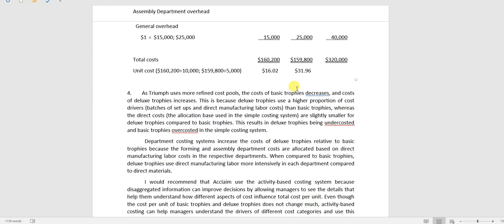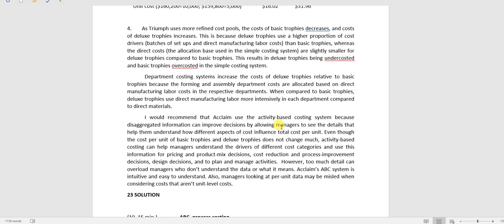The cost of the basic trophies decreases. Why? Simply because they could be made in bigger batches. The deluxe trophies use a higher proportion of cost drivers, batches of setups, direct manufacturing labor costs than basic trophies, whereas the direct costs are slightly smaller for the deluxe trophies compared to the base trophies. This results in the deluxe trophies being undercosted and the basic trophies being overcosted. So you can kind of look through that.